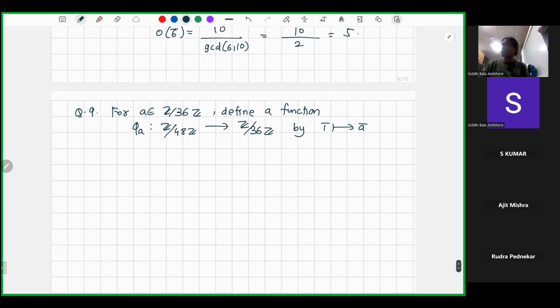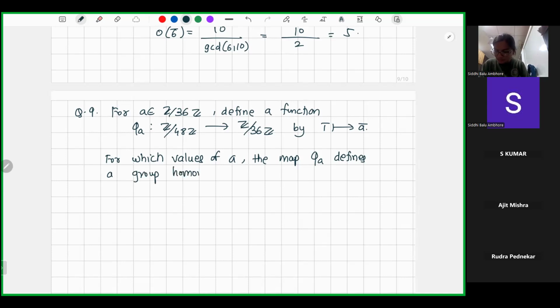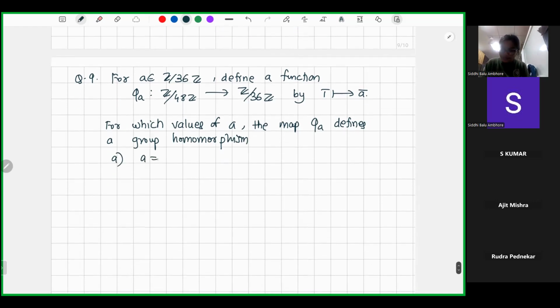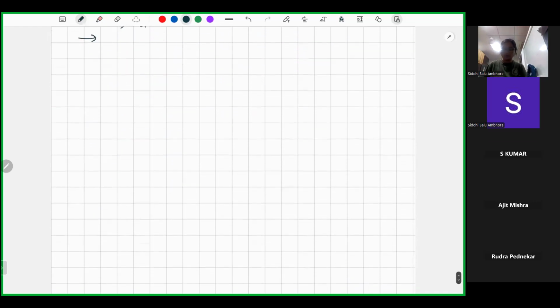So this 1 bar going to A bar, and now they are asking for which values of A, I mean value or values of A, the map phi A defines a group homomorphism. And options are A is equal to 10, B that A is equal to 9, C A is equal to 1, and D A is equal to 6. So how to start with this?